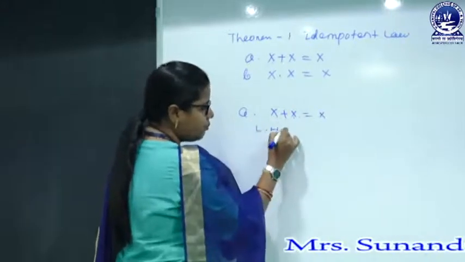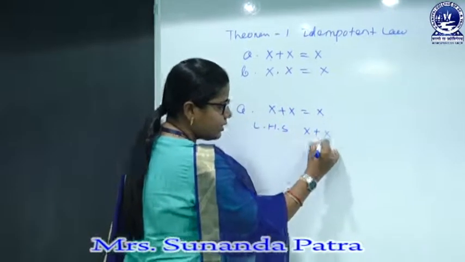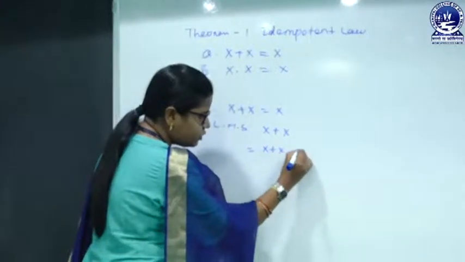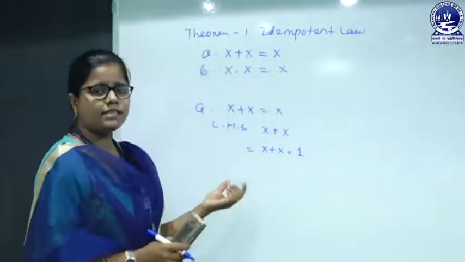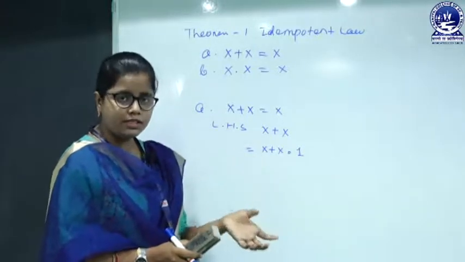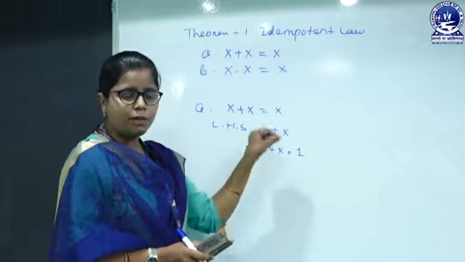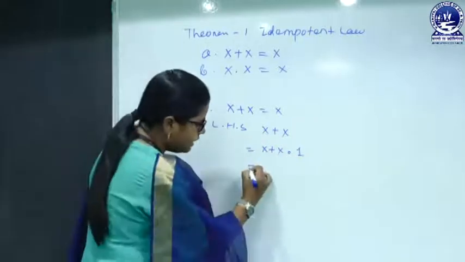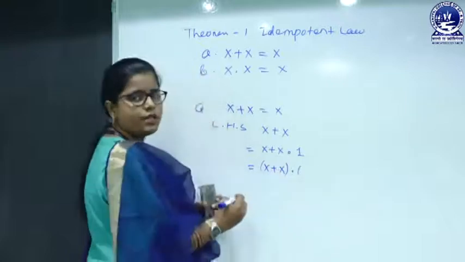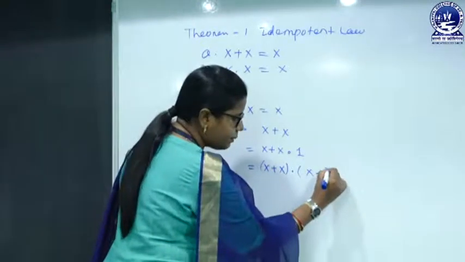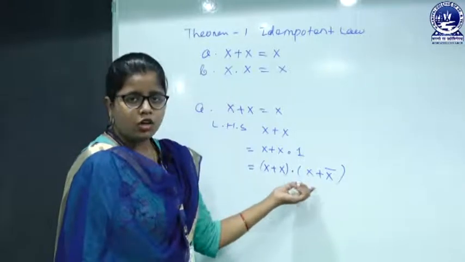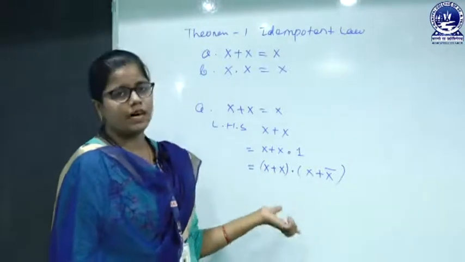So here on the left hand side we have the expression x plus x. Now I can write here x plus x into 1, because we know that when we multiply 1 with something, that will remain unchanged. So here I am multiplying by 1. Next, in x plus x into 1, the 1 can be replaced with x plus x complement. This is the logical OR law, that we have already covered in our last lecture.